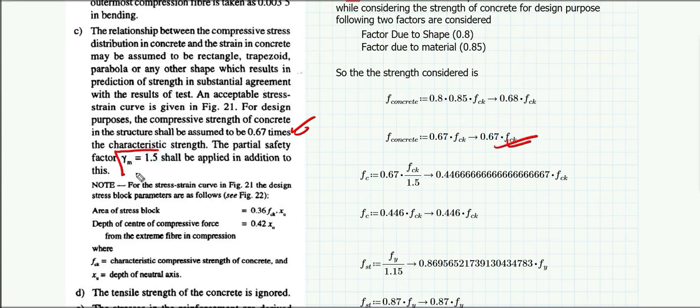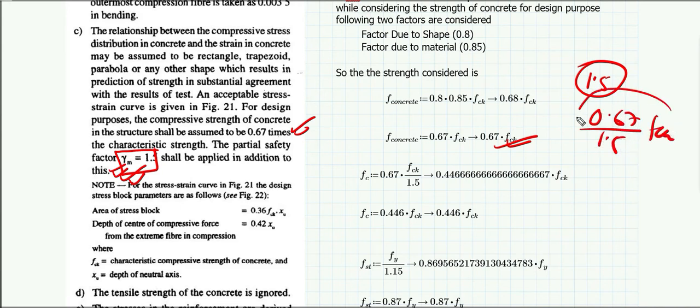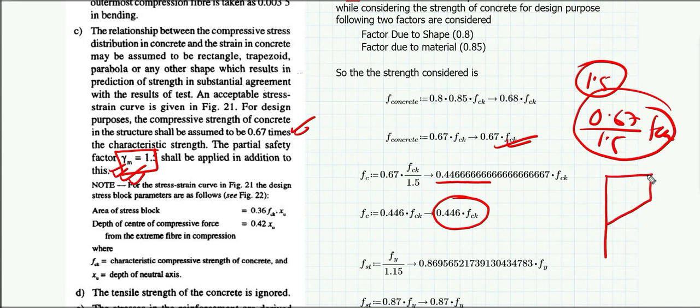And as you are designing using the limit state method, you must use partial safety factors. The partial safety factor for concrete is considered as 1.5. That means 0.67 divided by 1.5 FCK. This is what we are going to take for our design, and 0.67 divided by 1.5 is 0.446 FCK. So this is the actual stress that we are going to consider in our design.